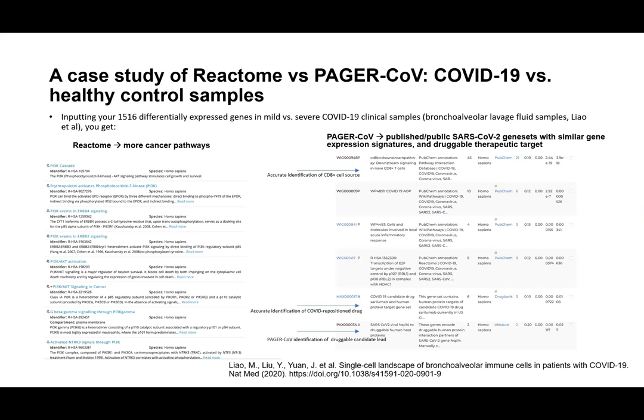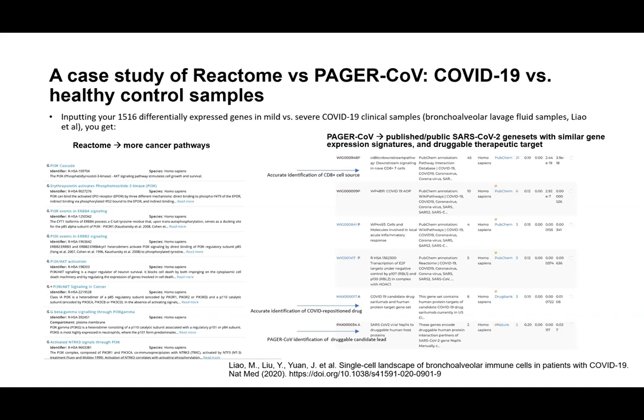I guess this might be useful, but because I don't really have a background in cancer or immunology for that matter, for me as a biologist, it's not super useful. Now let's go to PAGER-CoV, put in these 1,516 DEGs, differentially expressed genes.